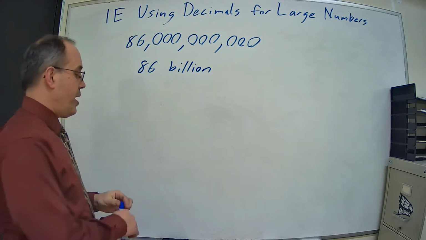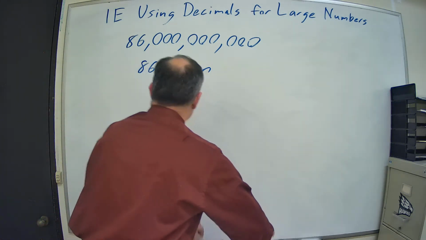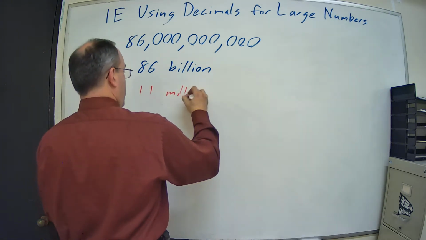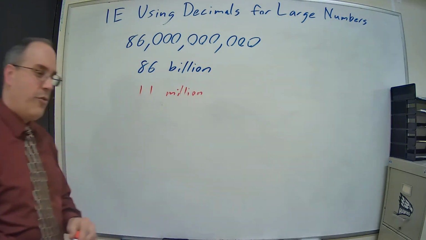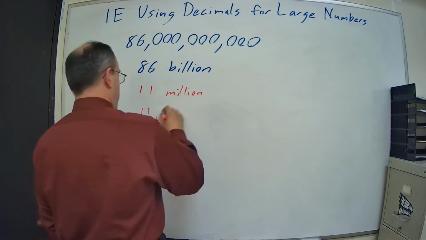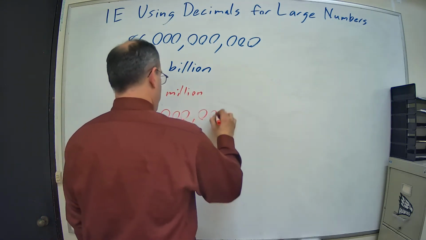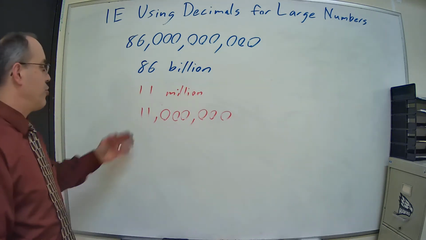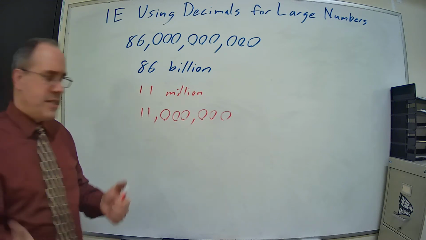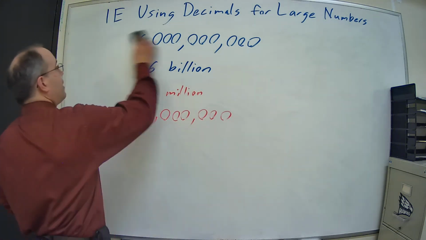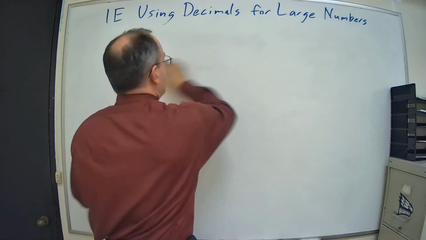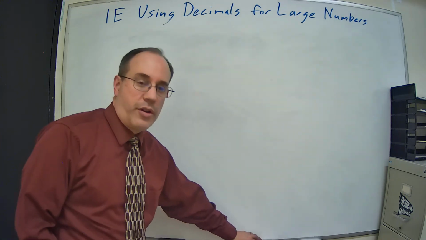We could go the other way and say 11 million. So if we have 11 million, that's 11, comma, 0, 0, 0, comma, 0, 0, 0. Right? So we have 11 million. So we could go either way with that. But what does that have to do with decimals? Well, if we're dealing with decimals, we can do this on a few more types of numbers that we couldn't otherwise.